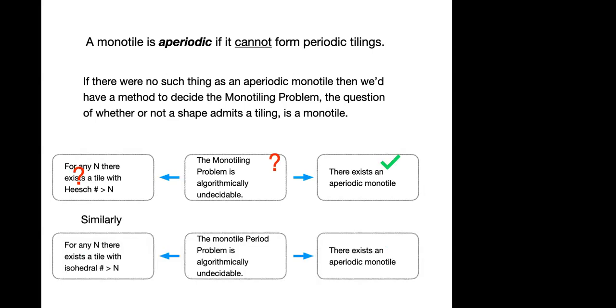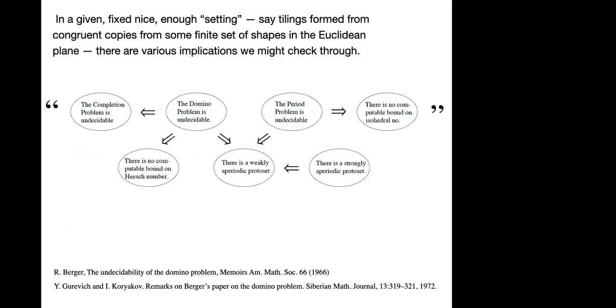We do know that. Similarly, we have the isohedral number. I won't go into this, but there's a related problem, which is whether or not a given set of tiles admits a periodic tiling, and it has the same sort of implications. And this generalizes quite a lot. So this has been a pretty productive framework for about 25 years, I think.